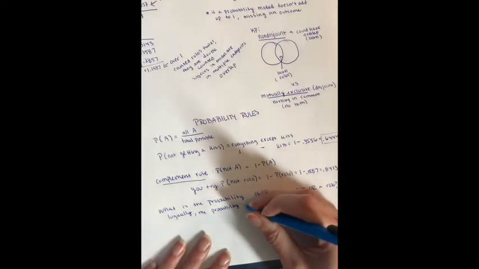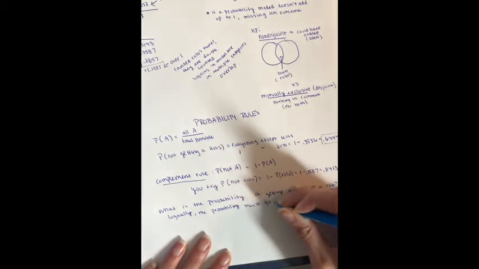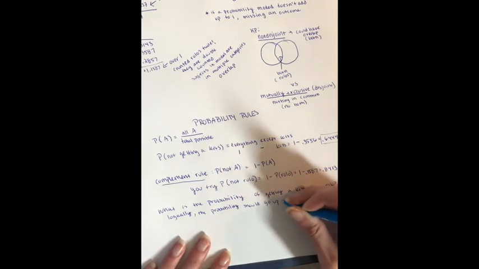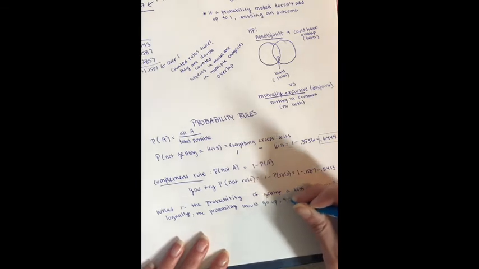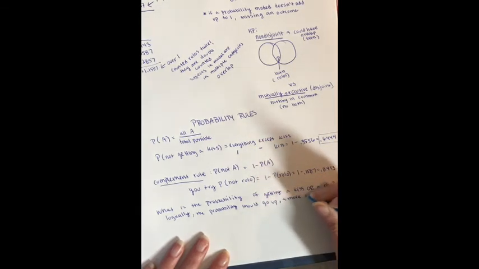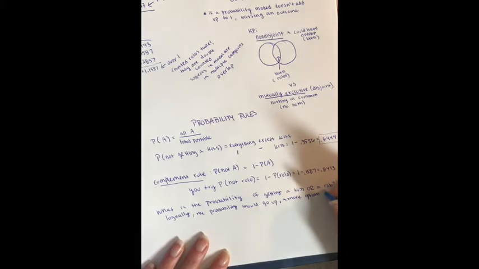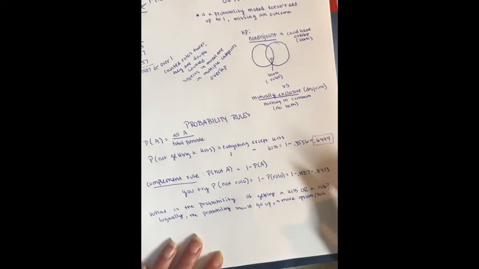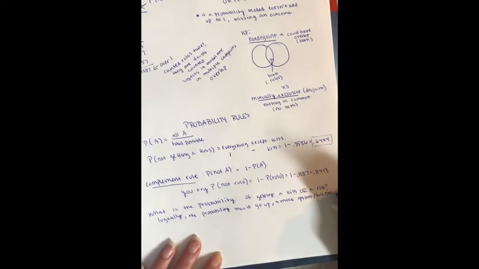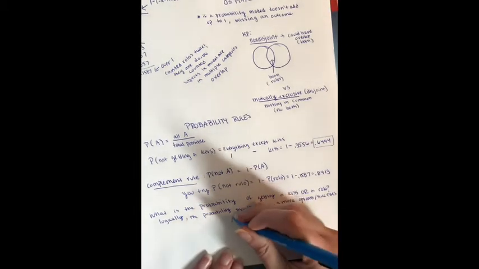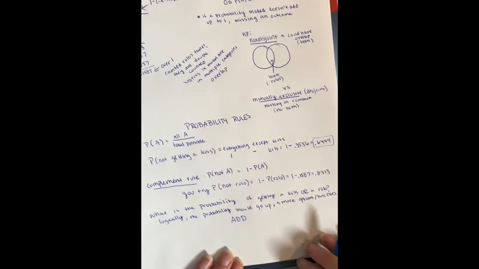So the probability should go up because you're giving yourself more options. You have more successes, more options. So what operation might we use to show that increase? Well, we add. So this is our next rule. It is the addition rule.